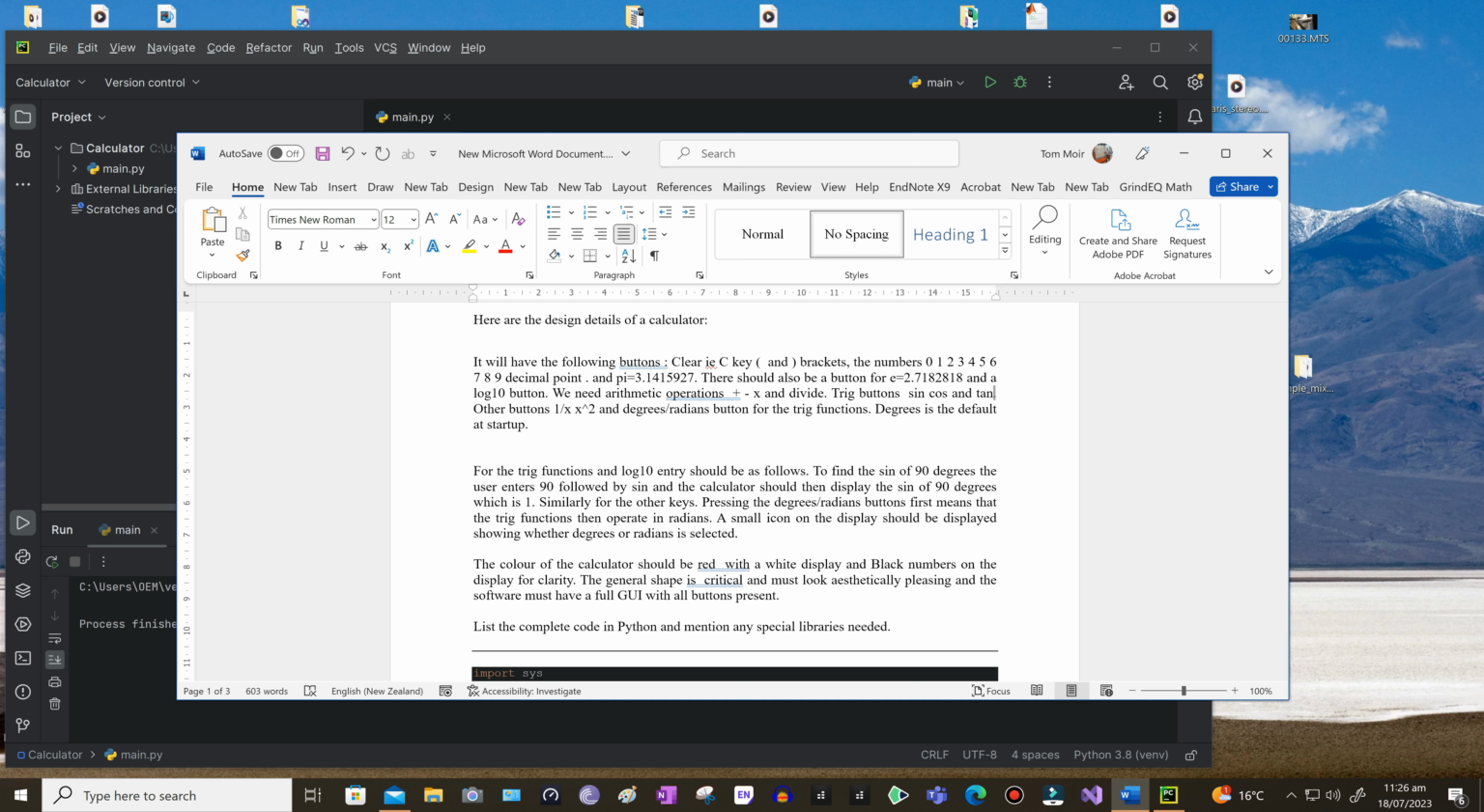I wanted it to act as a setting for the trig function, so that when I typed a number, it assumed it was in radians or degrees before I took the sine of that number. That's why it's explained here in more detail. Pressing the degrees/radians button first means that the trig functions then operate in radians, so it's not actually a conversion thing. It is converting, but it's not converting on the display. And a small icon on the display should show whether degrees or radians is selected. There's also a bit about the color, but I changed that later.